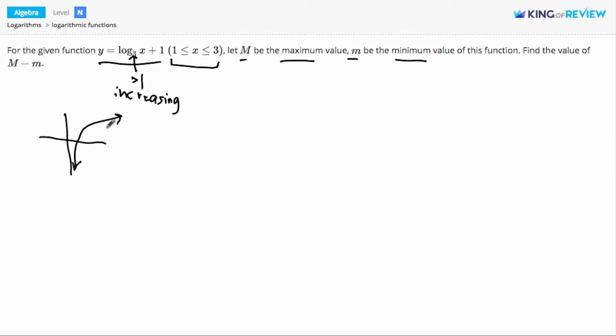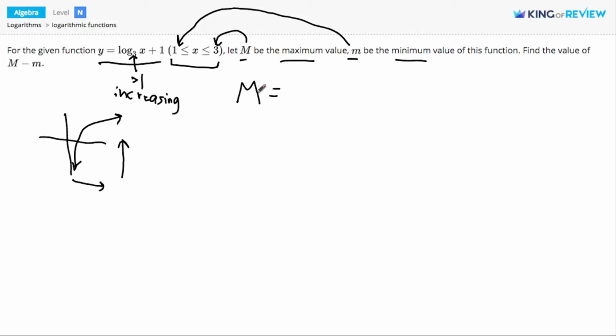Well, if we're only going from 1 to 3, and we know that this function is increasing, as x increases, y increases as well, then the maximum value is just going to be the value at the end of the range, the highest value, and little m, the minimum, will be the value of the function at 1, the lowest end of the range. Because while x goes from 1 to 3, this function just gets bigger and bigger and bigger. So we need to figure out the highest point and the lowest point, which are just the beginning and the end of the function.